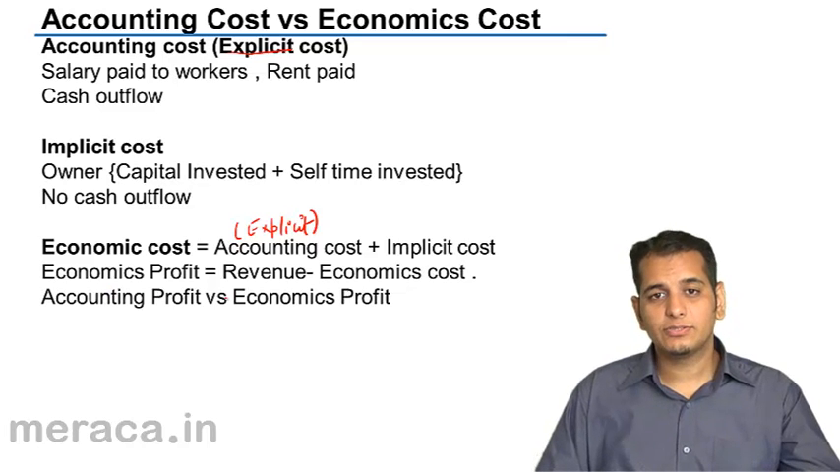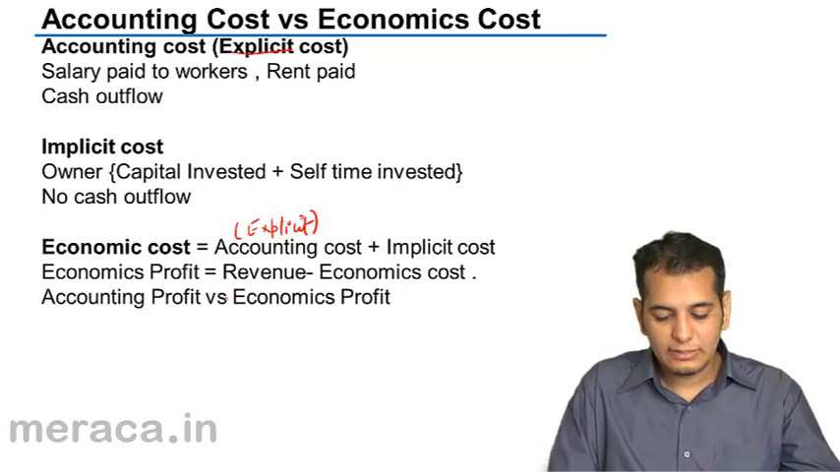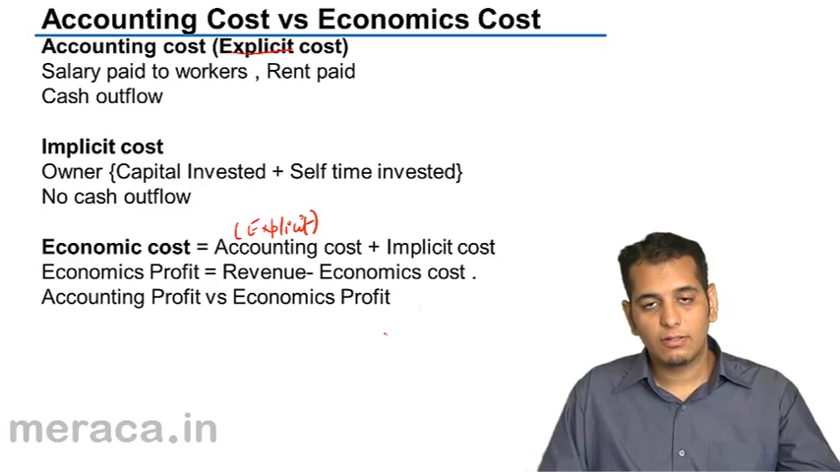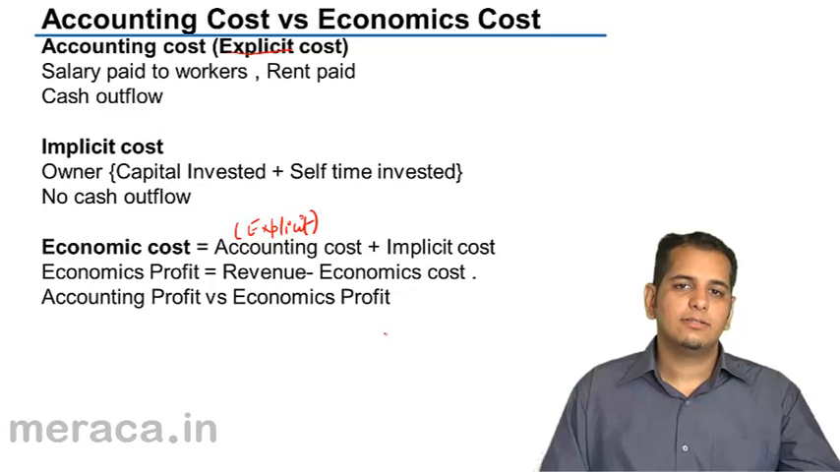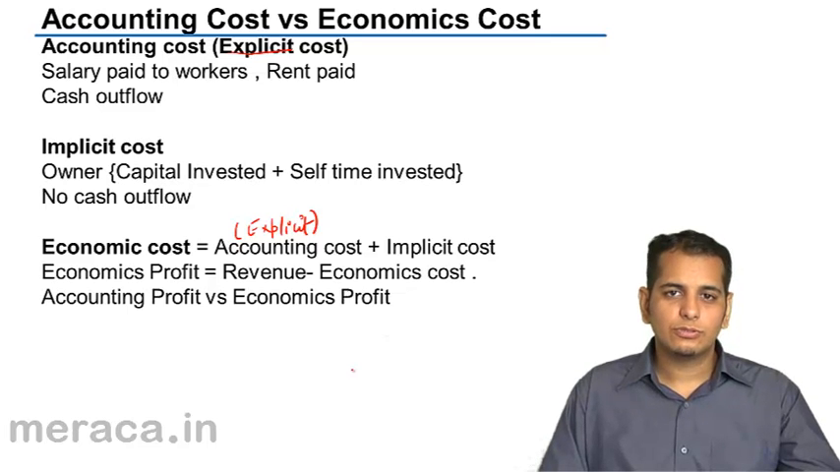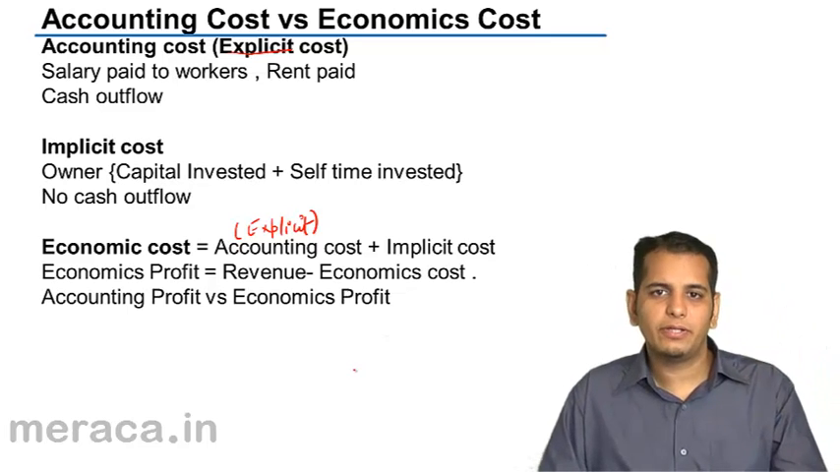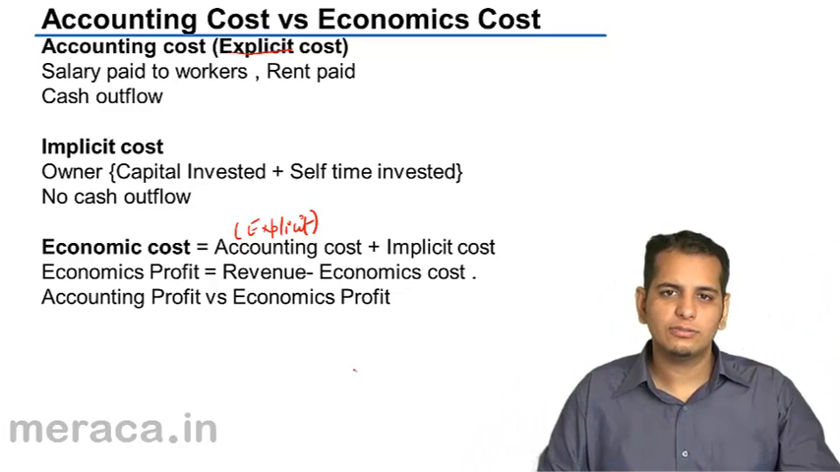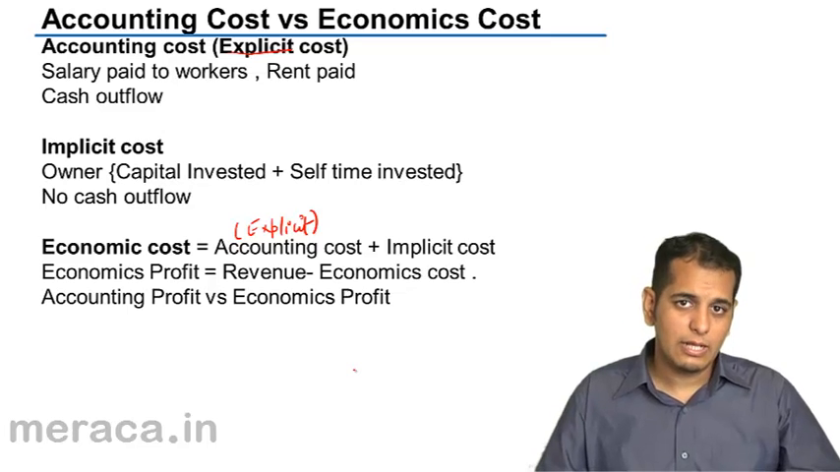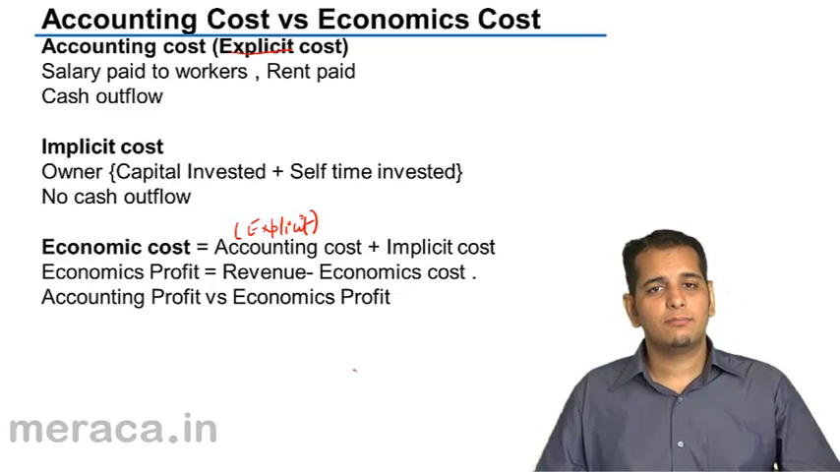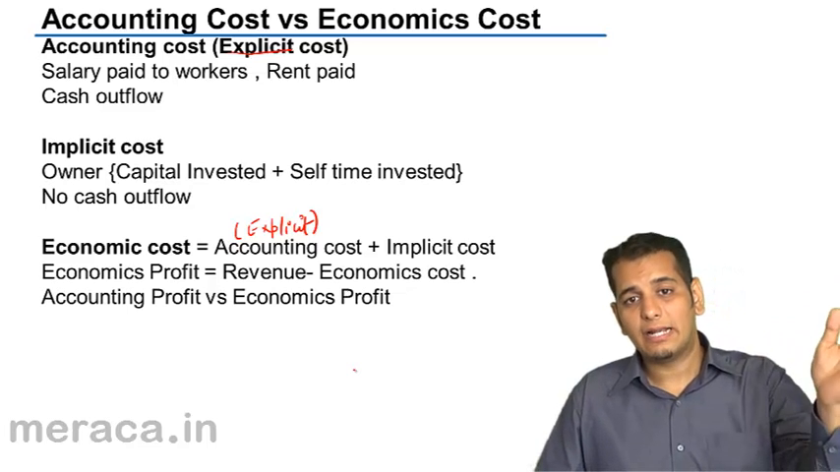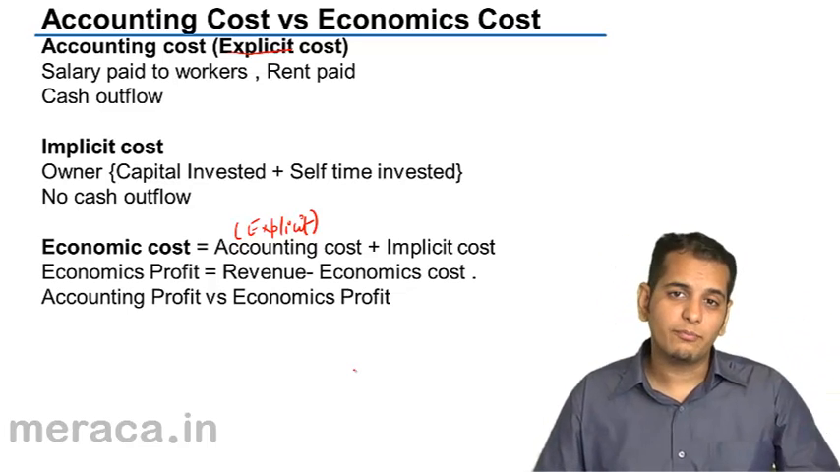And in economics, profit means revenue minus economic costs. Now please understand, in accounts we only account for accounting costs. We take the revenue and then we take the accounting cost and then we come out with the profit. However, in economics, profit is not revenue minus accounting cost, but it is revenue minus economic cost.